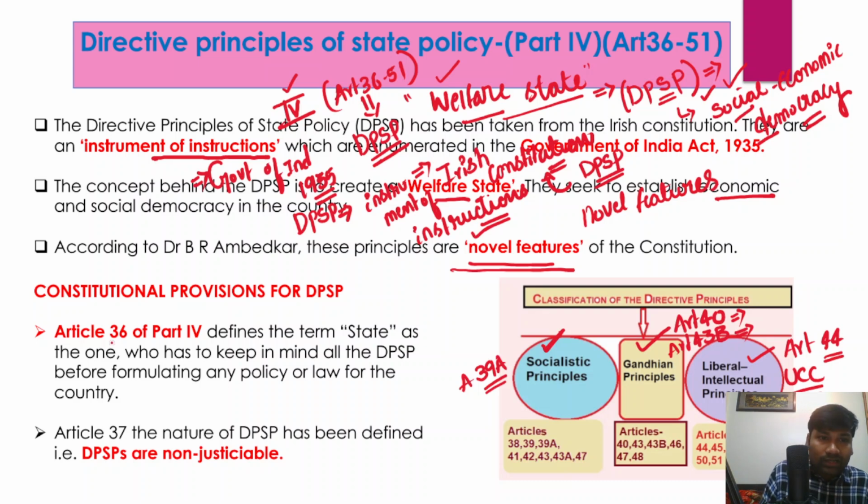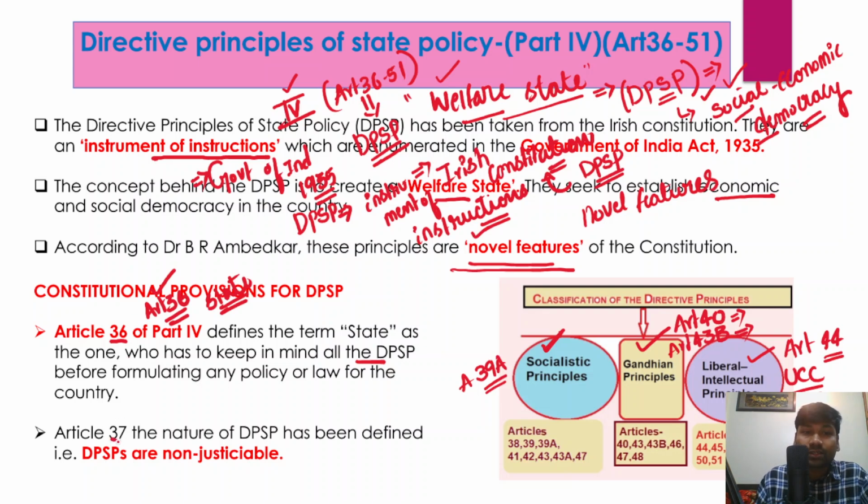So first, Article 36, what it talks about. Article 36 of the Indian Constitution, which is part of the DPSPs, defines state. It actually defines state as one which keeps in mind all these DPSPs before formulating any policy or law for the country. So this is what Article 36 specifically talks about.